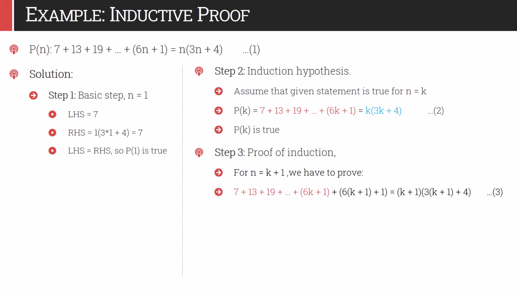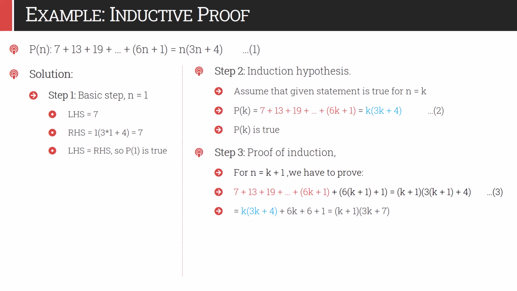Fine. So in equation 3, whatever part is shown in red color can be replaced by the blue color part of equation 2 because they are the same. We have already assumed that P(k) is true. So the addition of the first k terms is the same as k(3k + 4) from equation 2. So let us replace it. And on the right hand side, we are simply multiplying that 3 within the k plus 1. So we have (k+1)(3k + 7). That is the simplification of the right hand side of equation 3.